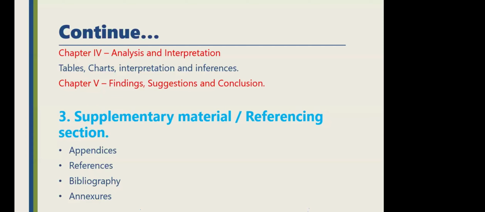So these are the components of writing before submitting your report. Your report should consist of these three main things. First thing is the preliminary pages, next is the body of the report, and the third one is the supplementary material or referencing section.